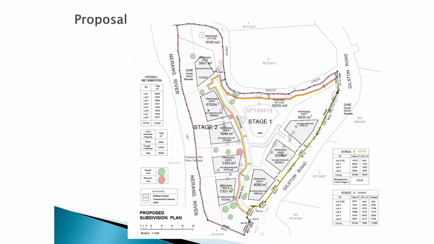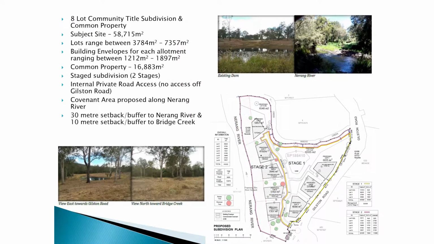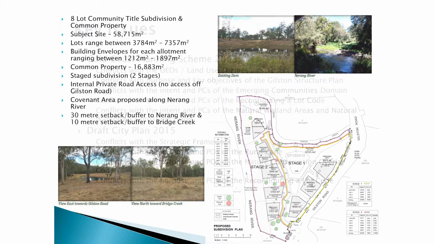Some information on the site. Once again, it's a community title subdivision. I'll just explain what that is a bit later. Subject site is just shy of 60,000 square metres, or 6 hectares. They've got fairly large building envelopes. As you can see on the plans, they range from 1,200 square metres to around 1,900 square metres. There's a lot of common property, particularly around the existing dam. They're proposing a 30-metre buffer to the Nerang River and a 10-metre buffer to Bridge Creek.